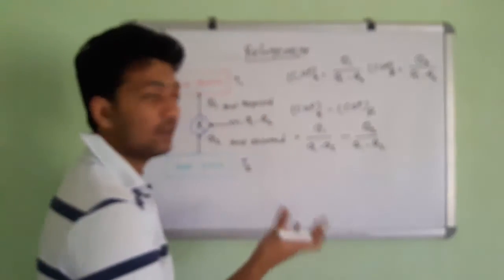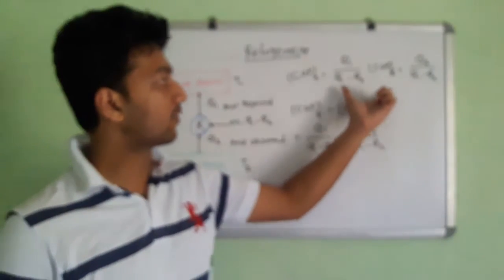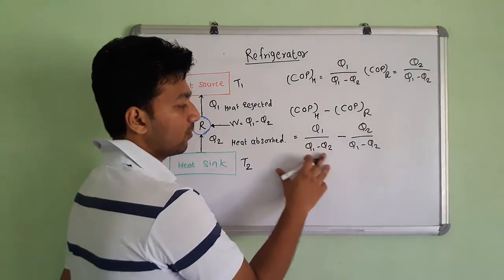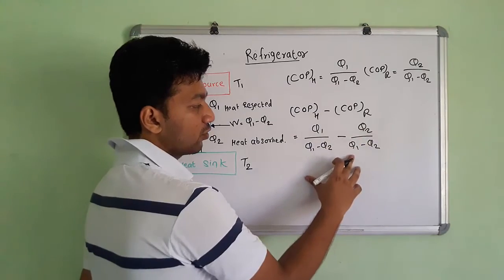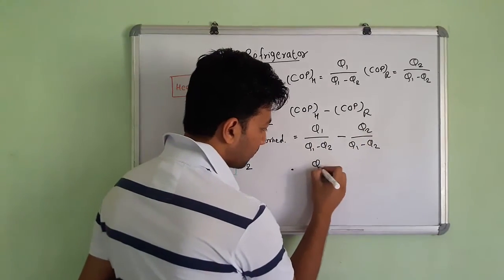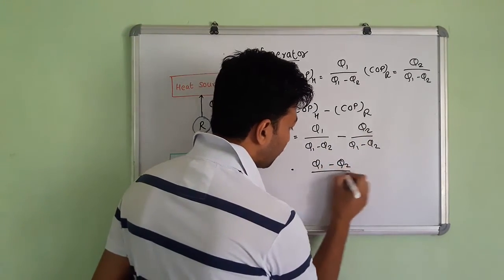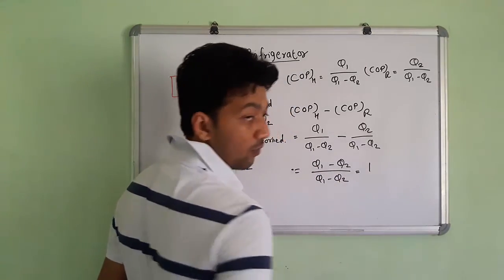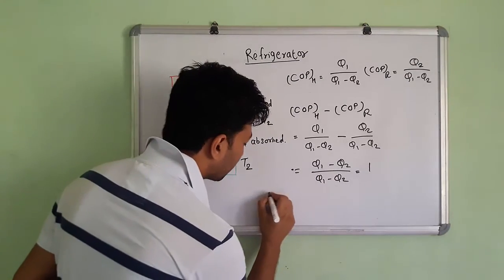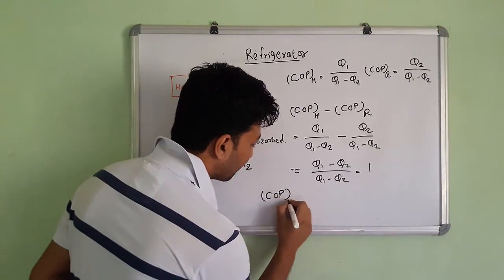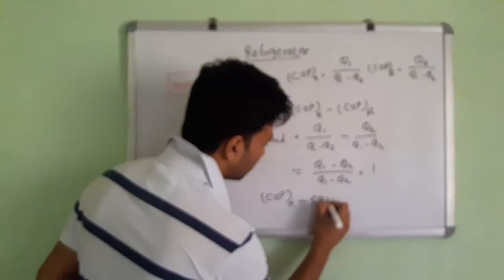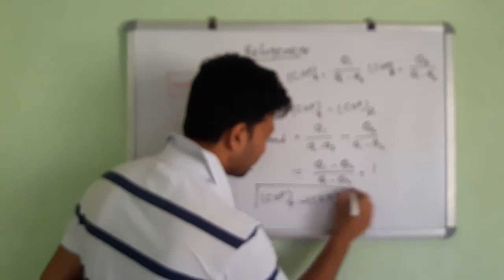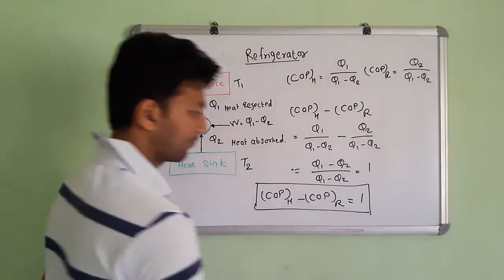We find the relation between the COP of the heat pump and the COP of the refrigerator. So Q1 upon Q1 minus Q2 minus Q2 upon Q1 minus Q2 forms Q1 minus Q2 upon Q1 minus Q2. That will give 1. So from this we conclude that COP of heat pump minus COP of refrigerator gives us 1. Thank you.